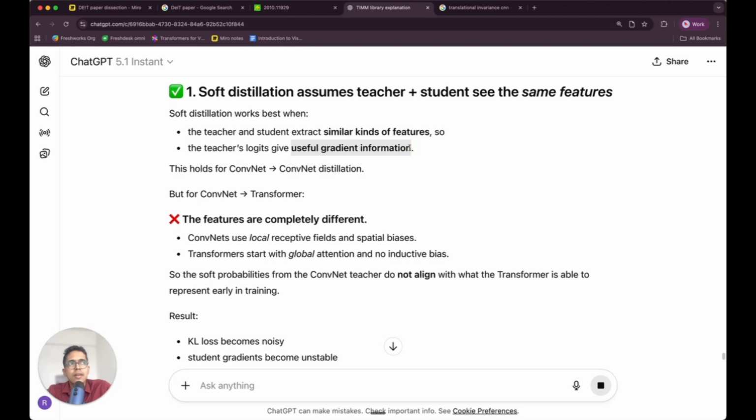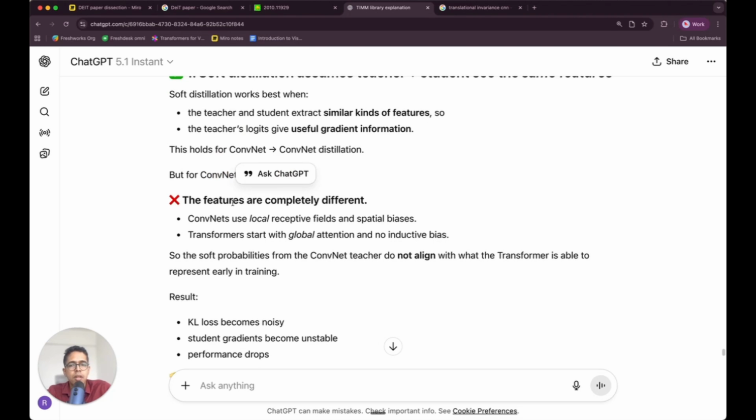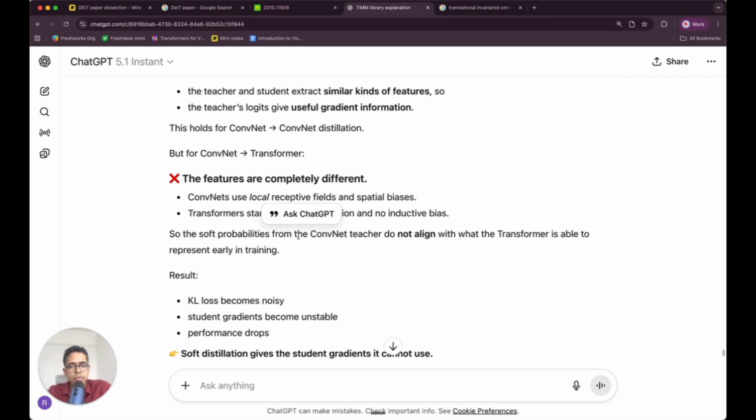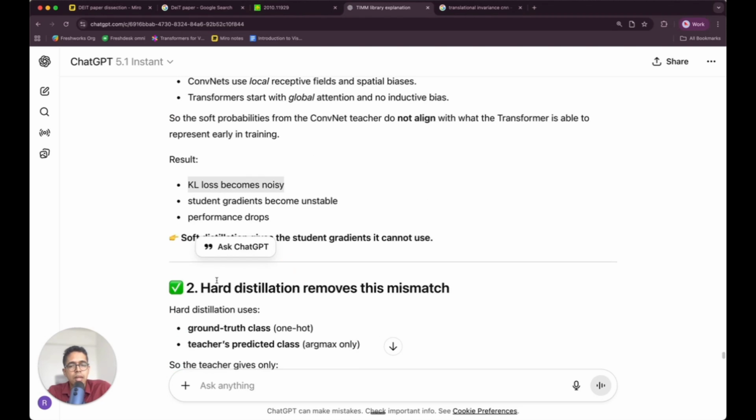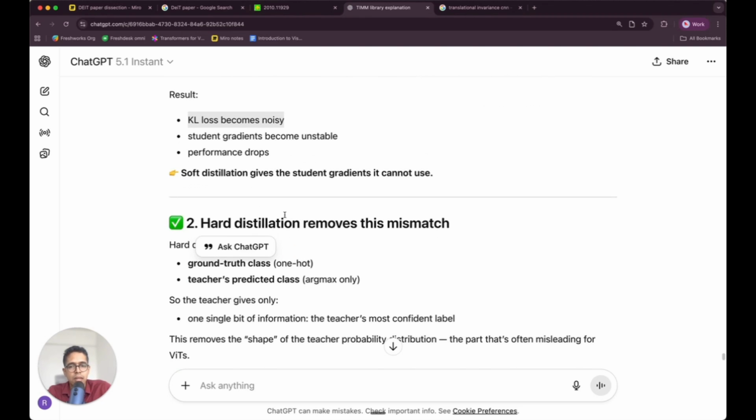Okay, yeah, makes sense. If there are two convolutional neural networks, they both try to learn similar features. But here we have a convolutional teacher trying to teach not a convolutional student, but a transformer. So features are completely different. Okay, fine. ConvNets use local receptive fields. Transformers start with global attention. Okay, that's also fine, we know that. So the soft probabilities from the ConvNet do not align with what the transformer is able to represent early in the training. As a result, KL divergence becomes noisy. Okay, I think it qualitatively kind of makes sense.